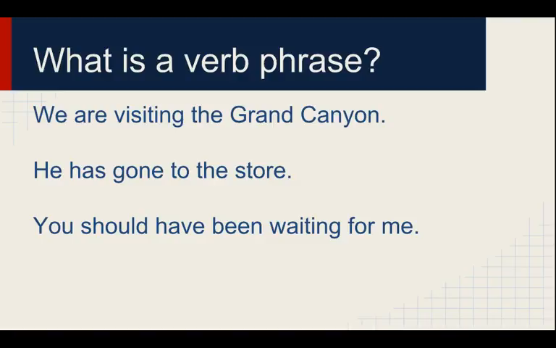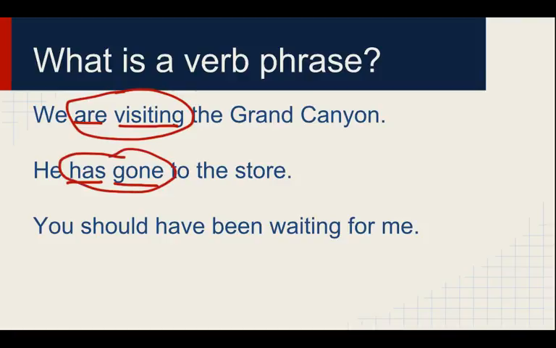We are visiting the Grand Canyon. In this sentence, are is a helping verb. Visiting is the main verb. So are visiting is the verb phrase. Has is a helping verb. Gone is the main verb. So has gone is the verb phrase.